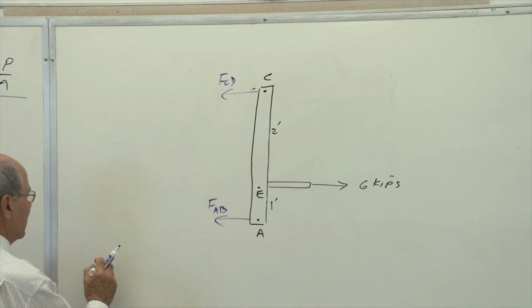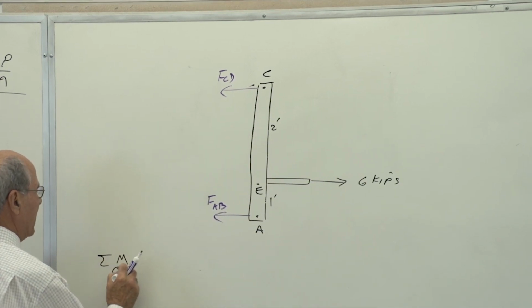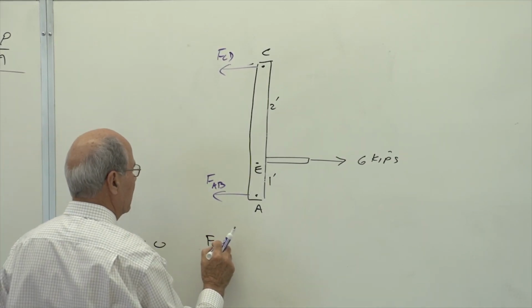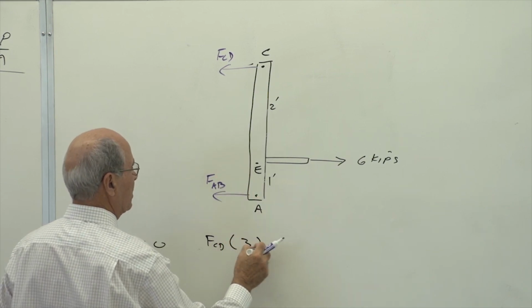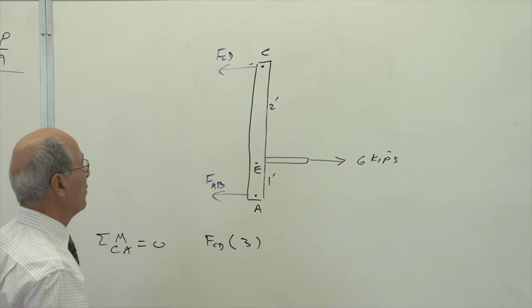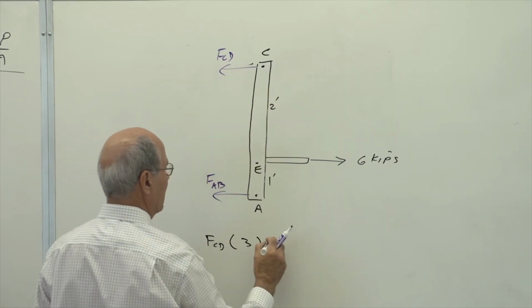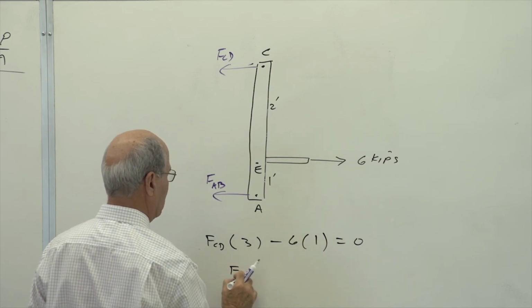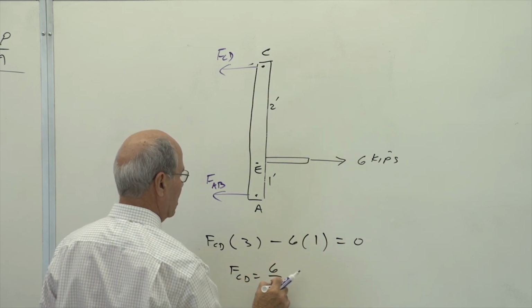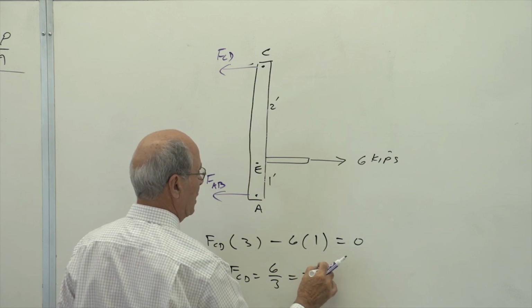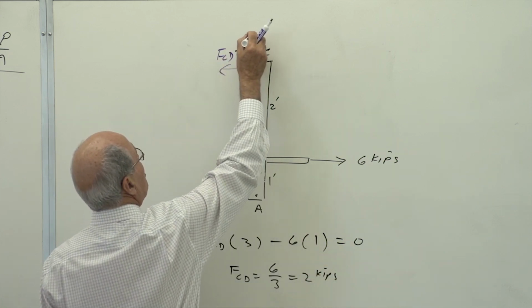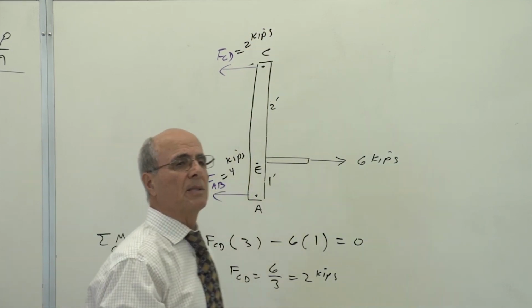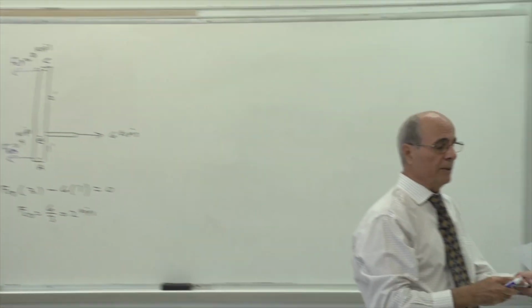Now, if you don't see it that way, you take sigma M at A equal to 0. Yes or no? Correct? So here you have FCD times 3 feet. You can leave it at 3 feet because we are using the same format. And then this is positive, minus 6 times 1 equal to 0, or FCD must be equal to 6 over 3, or equal to 2 kips. So I told you in advance. So this is 2 kips, and this is 4 kips. That's the statics of the problem. If you don't do the statics, you cannot go any further with this problem.